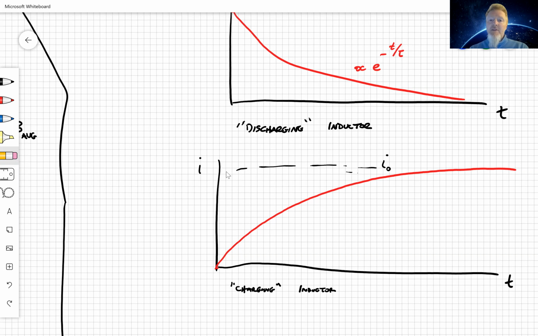And so you could probably see this is proportional to something like 1 minus e to the minus t over L over R, like that, right? So as time goes off to infinity, this exponential dies off and it becomes the steady state current.